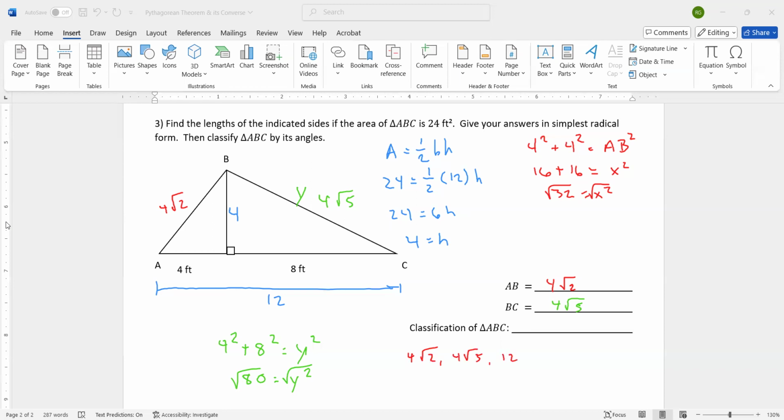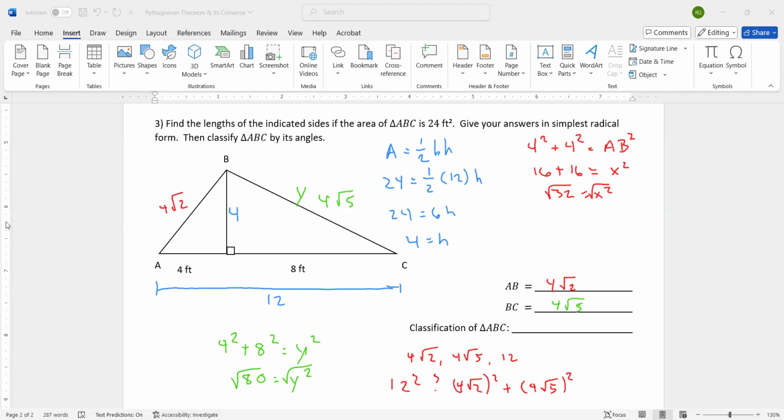Which one of those is the longest? Well, by picture, it looks like 12 is the longest, but let's make sure. 4 square root of 5 is 8.9. So yes, 12 is my biggest side. So I'm going to compare 12 squared to the other 2 sides squared and added together. Now, we talked about this as well in the radical review. 4 radical 2 squared. Be very careful with that. You have to square both the 4 and the radical 2.